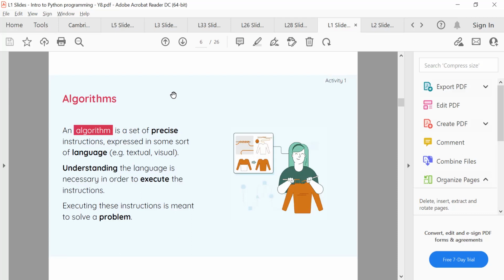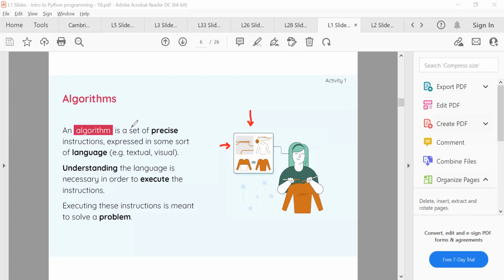Okay, so let me try to recap here. Actually, the algorithm is a set of precise instructions, but it can be in the form of a text, or it can be in the form of a drawing like that, and it is not necessarily related to computing or even a programming language. So you can write an algorithm in simple English, or even draw it like that. So we still can call it an algorithm.